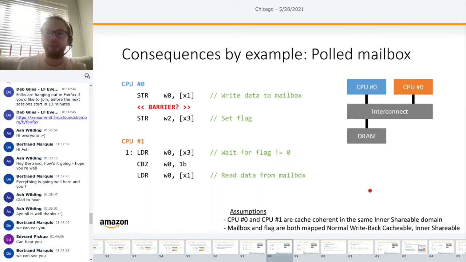Okay. So am I done? Is that the only thing that I need? What else can go wrong here on this slide? We come down to CPU1's code sequence. You may be thinking, I don't need a barrier here, right? I'm going to keep polling that flag, and it's only when I see that the flag is equal to 1 that I'm actually going to read from the mailbox.